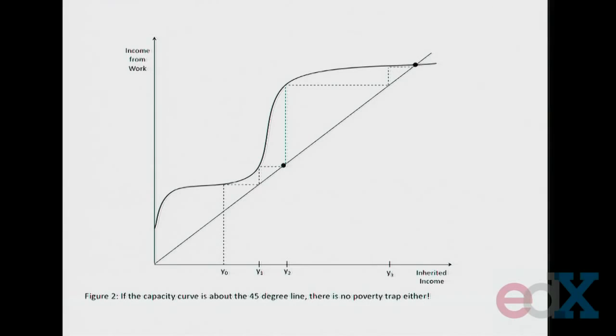So in that case, is there going to be a poverty trap? No, in that case, there is no poverty trap because, again, there is one steady state. So an S shape is not even a sufficient condition for a poverty trap. It is necessary, but it's not sufficient, right?